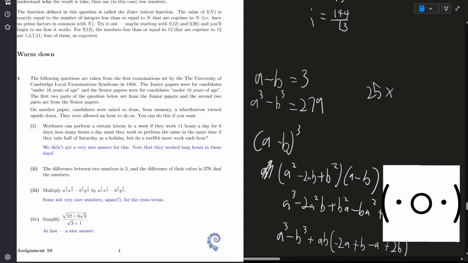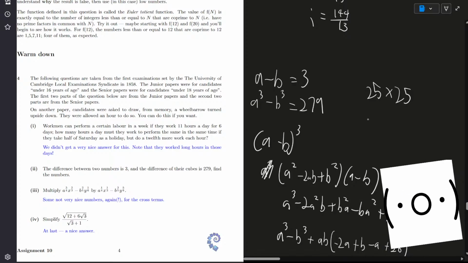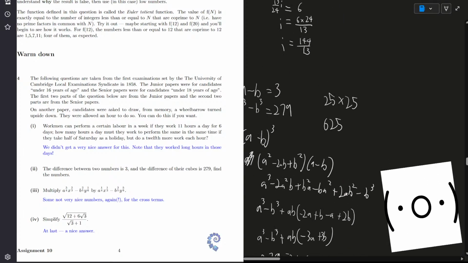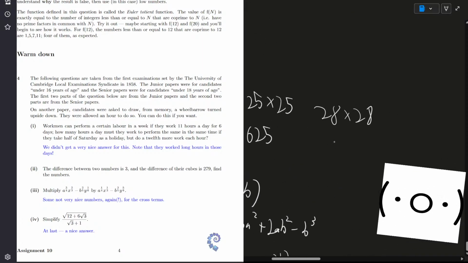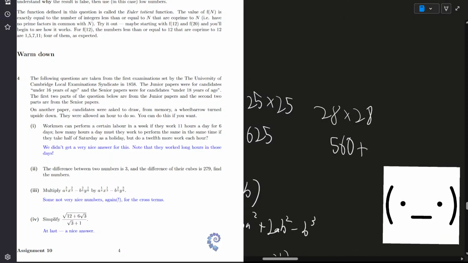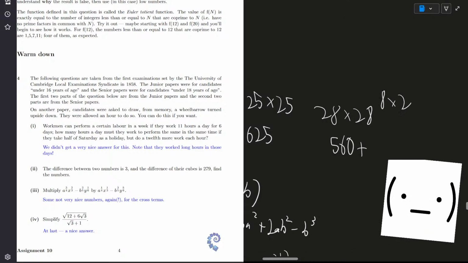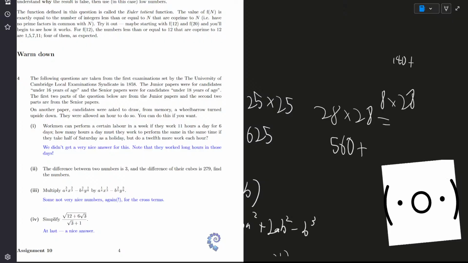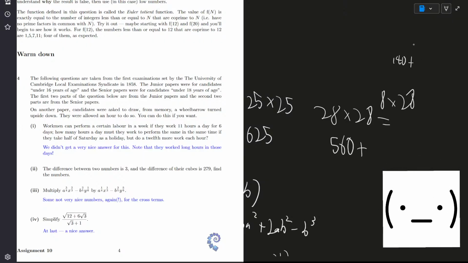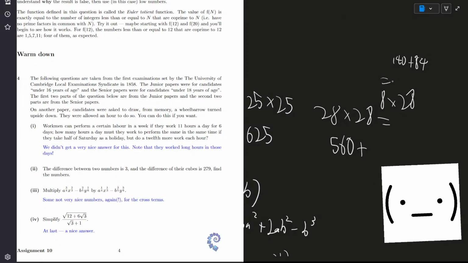So let's see. 25 times 25 is 605. Then we have what? 28 times 28. Sure, go with that. Which is 560 plus 8 times 28. What's that again? Second, I'm not stupid. How do you add? Wonderful question. This is like 420.